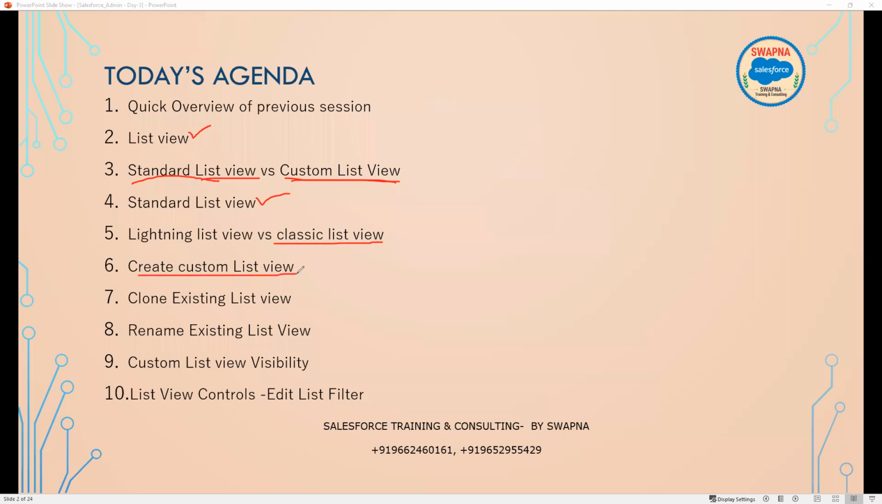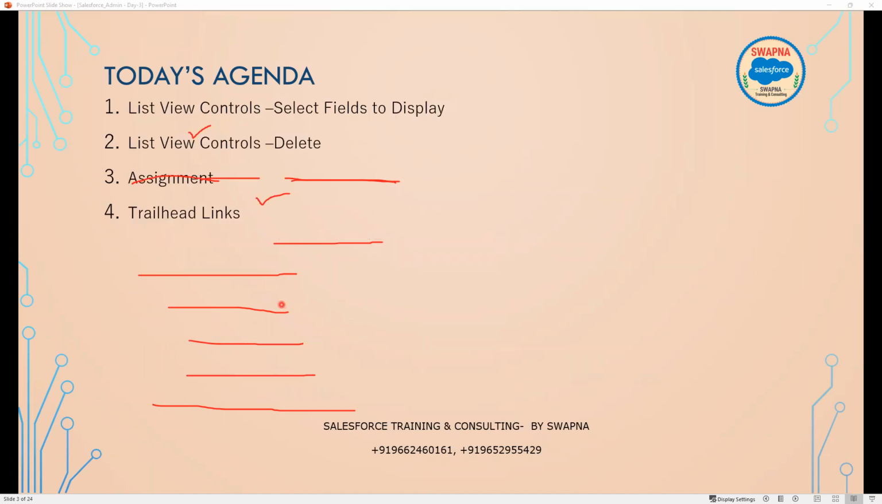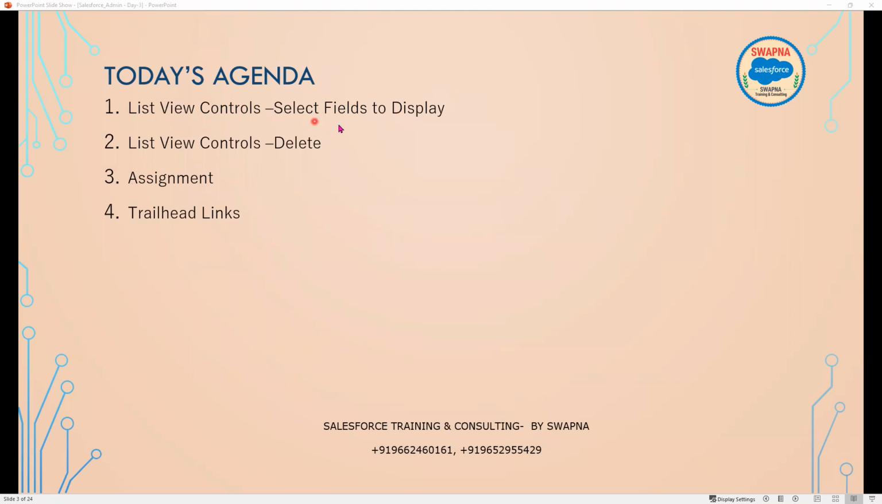How to create a custom list view, how to clone an existing list view, how to rename an existing list view, what are the custom list view visibility options, and list view controls, edit list filters. What are filters? How can we put filters? And then we will discuss the list view controls: select fields to display, and delete. And then we'll have an assignment, today's interview questions, and the Trailhead links. If time permits, then we will talk about the applications.